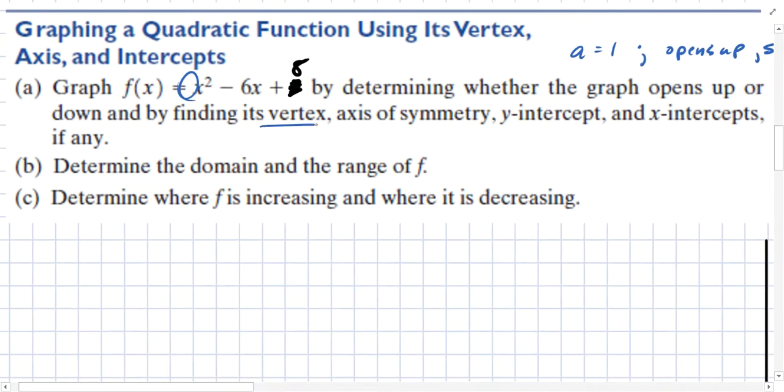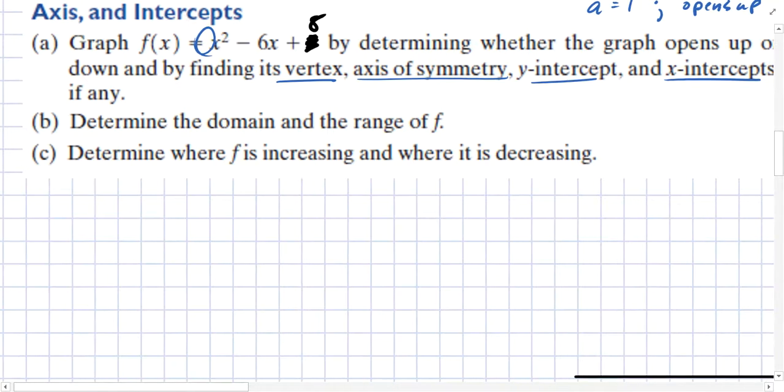We would need to find its vertex to locate this graph, unless you want to guess and check with a bunch of different x values. We should find its axis of symmetry, the x and the y intercepts if they exist. So let's go for it.